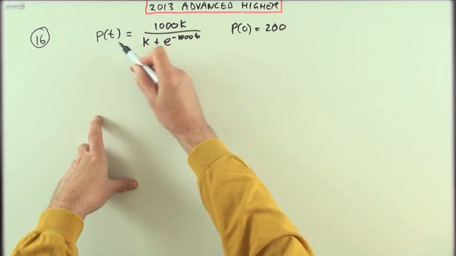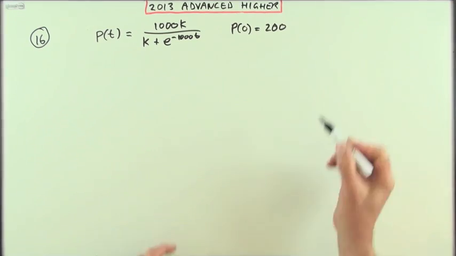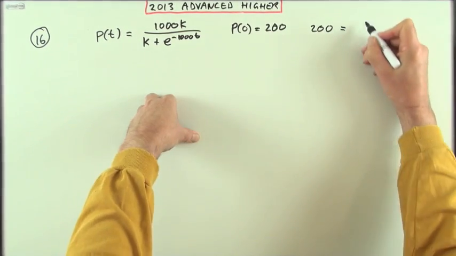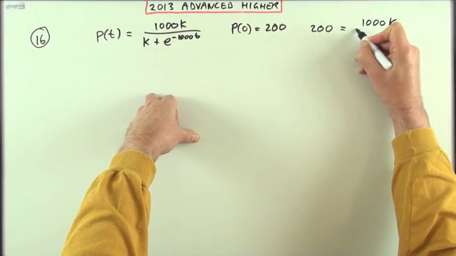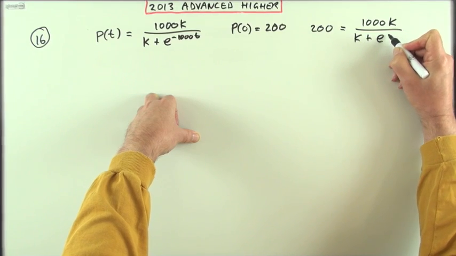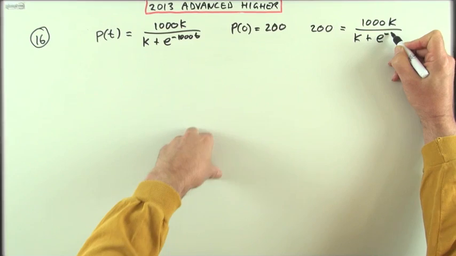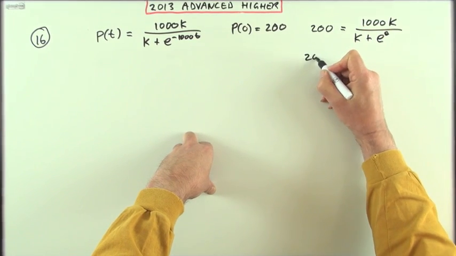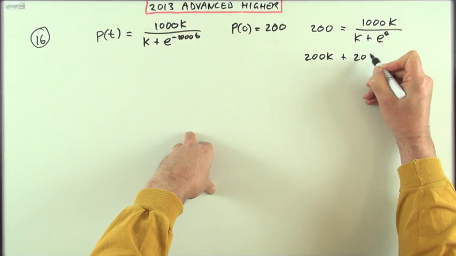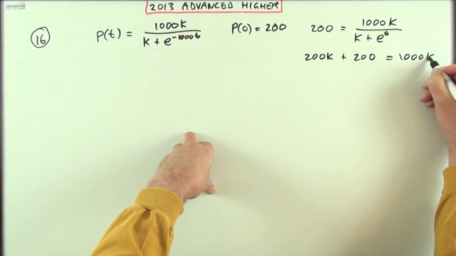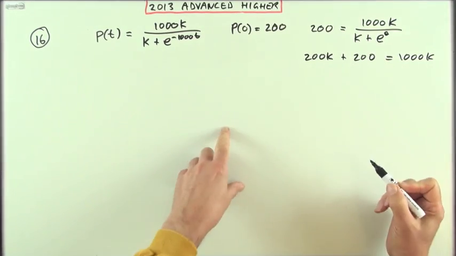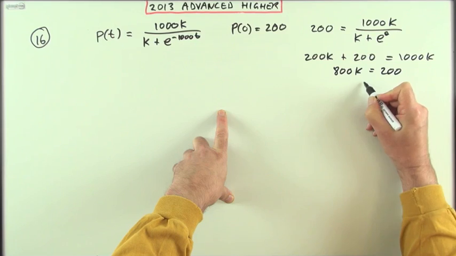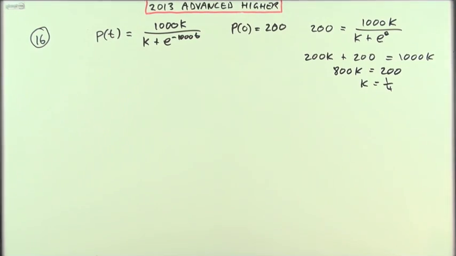Well, the first thing obviously here would be to pop those numbers in to establish what that constant is. I'll do that over here. So the population was 200 at time 0, so it'll be 1000k over k plus e to the negative 0, and that'll just be 0, so that's just the same as 1. So if I take that across, I've got 200k plus 200 equals 1000k. That was just k plus 1. I'll bring that over to that side. I've got 800k equals 200. So there's my constant. K equals a quarter.